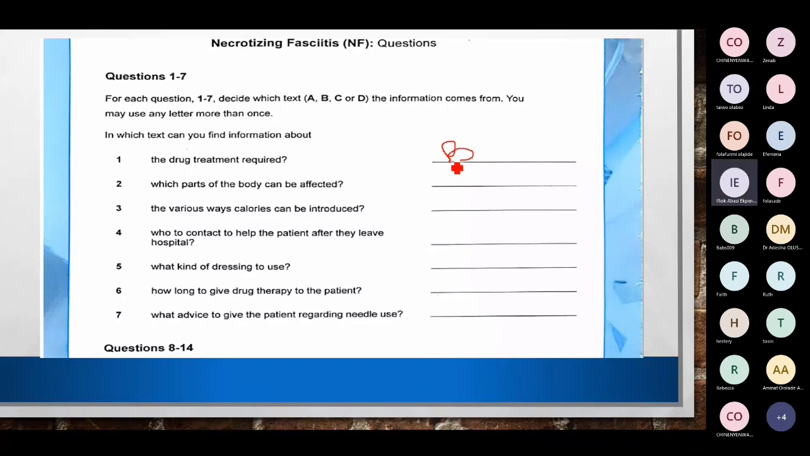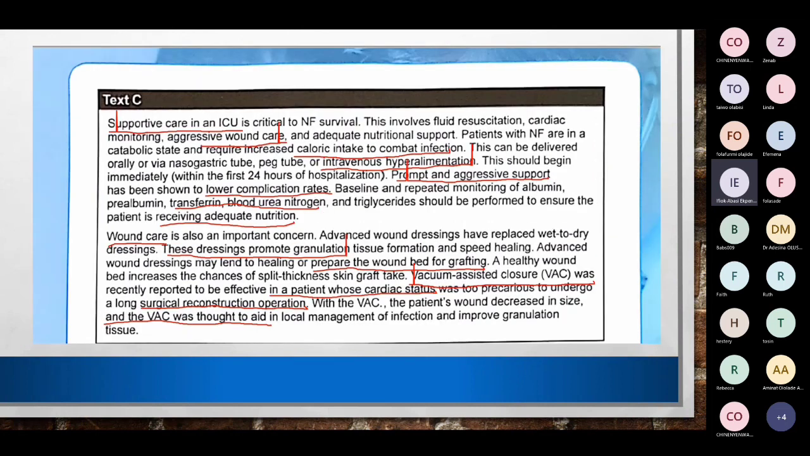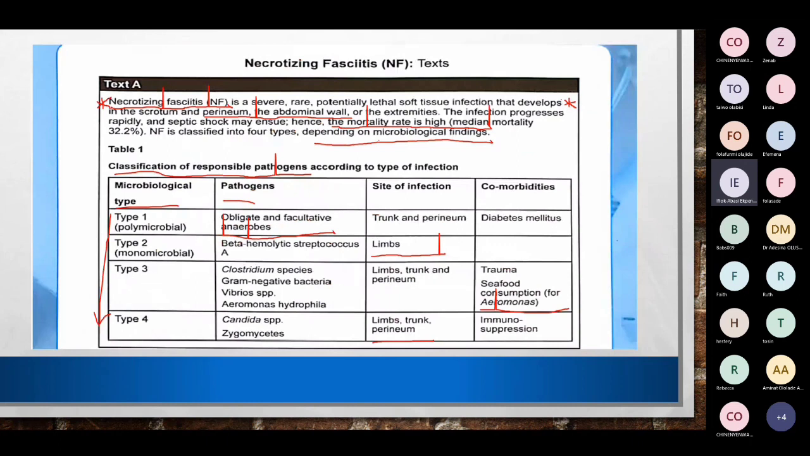Now, number 2 says, which parts of the body can be affected? Someone is giving me the answer as A, so let's confirm whether it is truly A. So let's go through D. D doesn't talk about a part of the body. D talks about advice to give a patient before being discharged. C talks about supportive care in ICU, wound care, dressings, and so on. Now, B talks about antibiotics. Somebody says A. Do we have any body parts listed in text A?